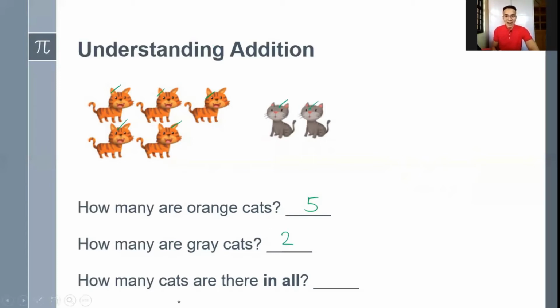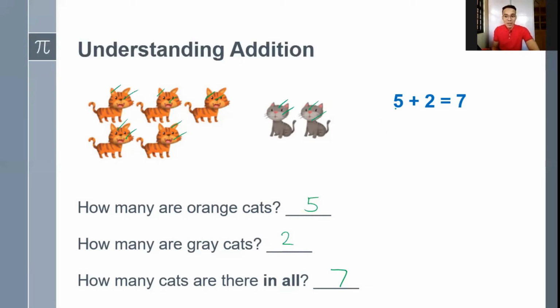How many cats are there in all? How many cats are there all together? In all is the same as all together. So we have to count them all. 1, 2, 3, 4, 5, 6, 7. We have 7 cats all together. So our addition sentence is going to be 5 cats plus 2 cats equals 7 cats.